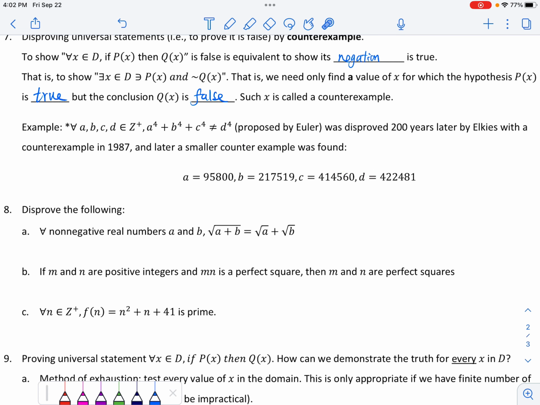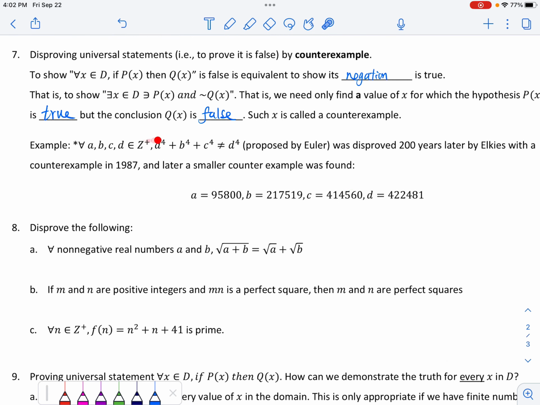Now I want to relate back to here. Earlier we said this is a universal statement because this is a for all statement, and then this is your q of x. Please note that a universal statement can be written into universal conditional statements, so that these two are combined. So how do you show this is a false statement? You want to show these two are true.